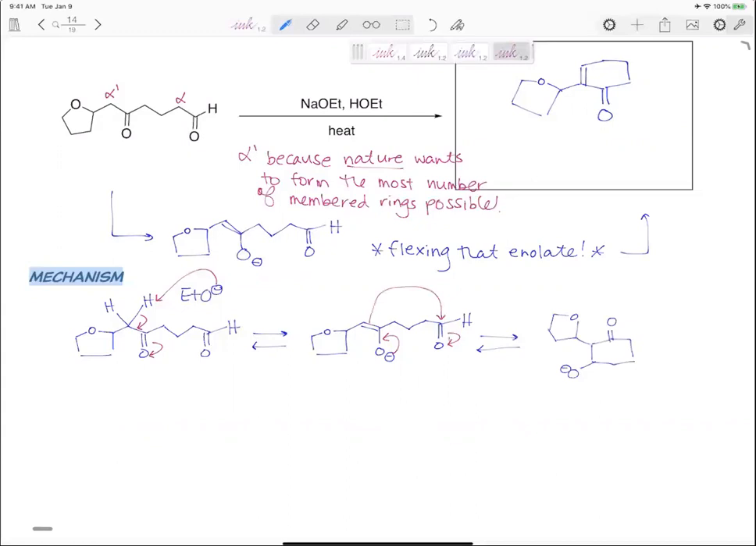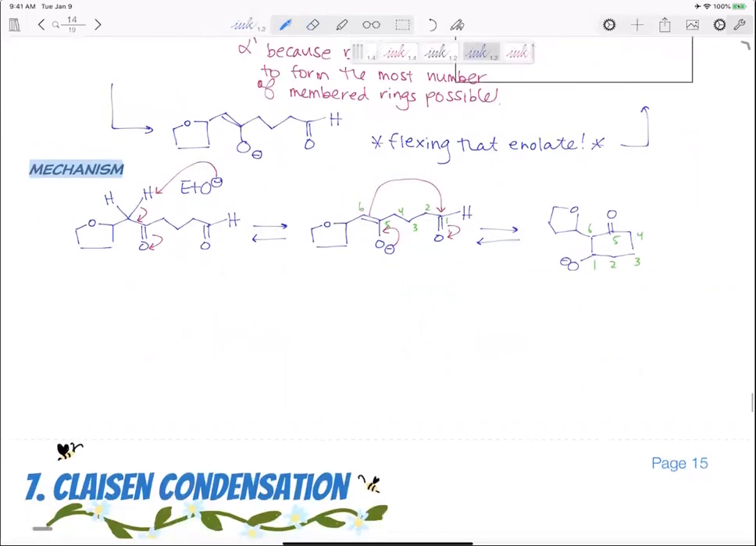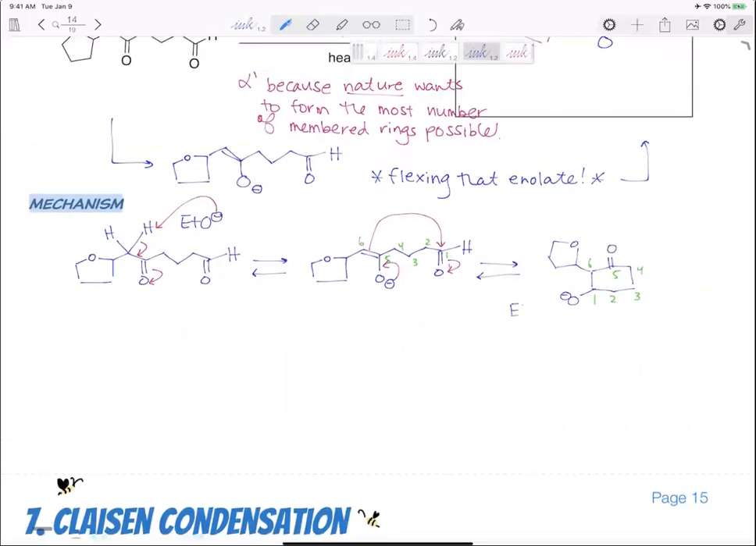Okay, so let me number my carbons. 1, 2, 3, 4, 5, 6, right? So carbon 1 is where the alkoxide is. Carbon 6 is where I'm connected to this here, 2, 3, 4, 5, and 6. From here, well, it needs to get a proton, right? And where is this proton coming from? Well, that's why we have ethanol in there, to protonate it.